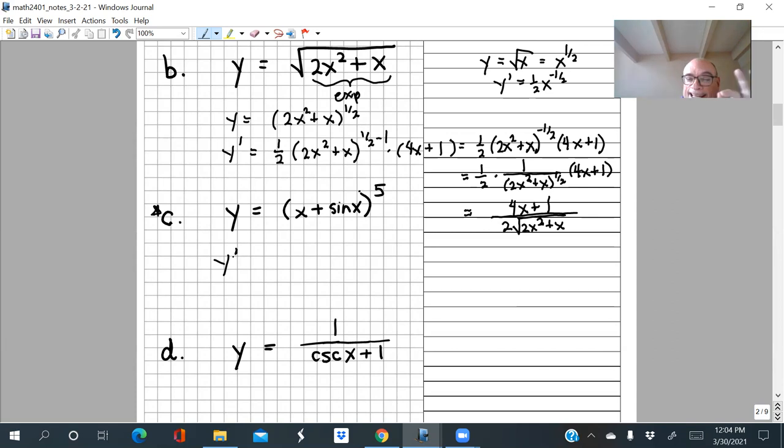So the key thing to recognize in how you're going to find the derivative of this is you have a power. And it's not x to the fifth power. If it were just x to the fifth power, we would just use the power rule.